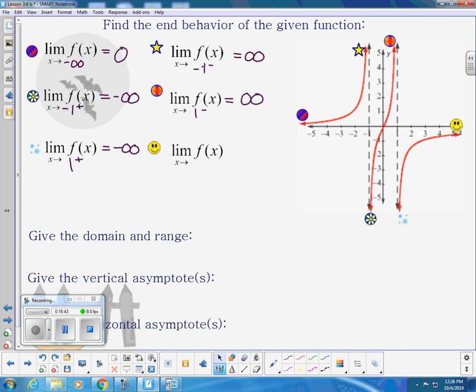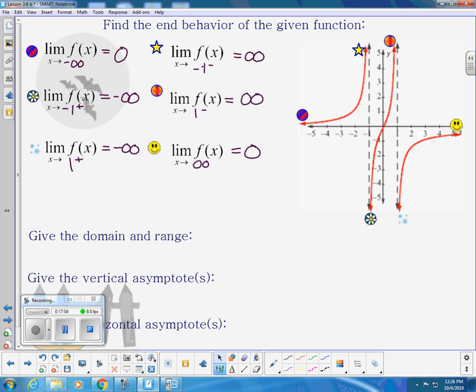And the smiley face is an end behavior. As x approaches positive infinity, it's leveling off to 0. My end behavior should be the same. As x goes to negative infinity and positive infinity, if there's a horizontal asymptote, they should both be the same.